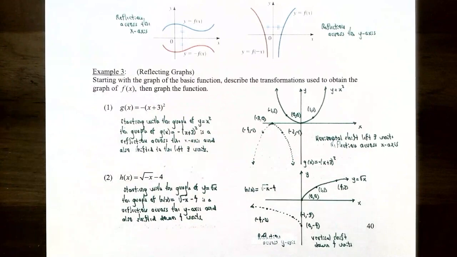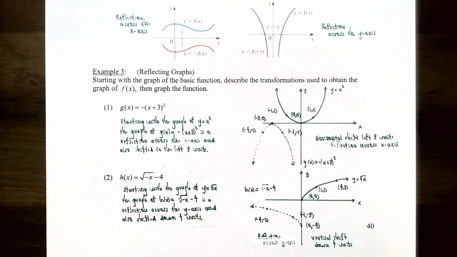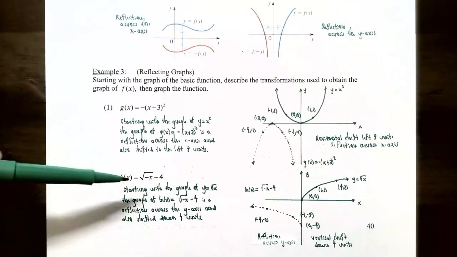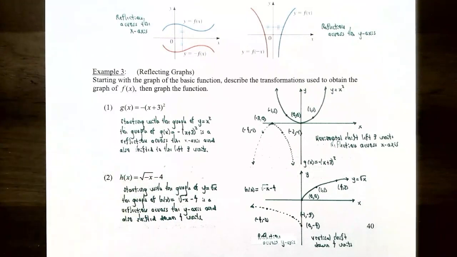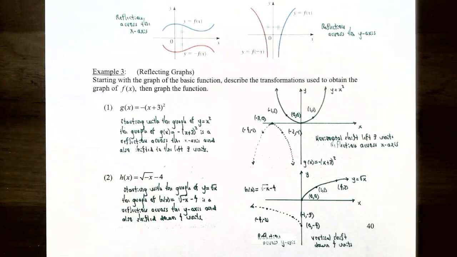Again, notice that the domain for this function is 0 to infinity, only positive values for x, or x is greater than or equal to 0. So if you want to graph h of x, let's talk about the transformations to obtain that graph. So you start off with y equals square root of x. Instead of an x inside the square root, you have a negative x. So we talked about that's a reflection across the y-axis. And then you have a subtract 4 outside the square root. That is a vertical shift down 4 units. So the transformations are vertical shift down 4 units, but also a reflection across the y-axis.